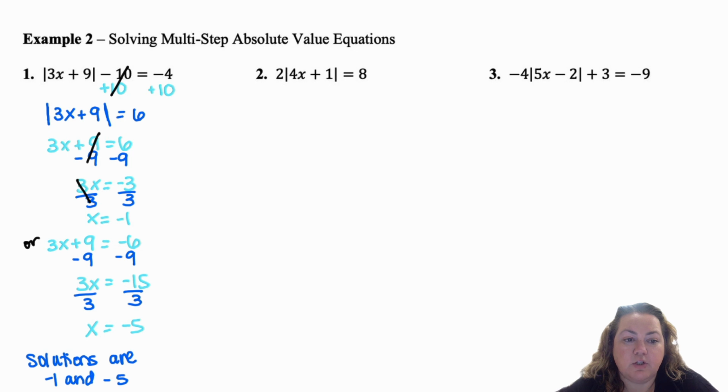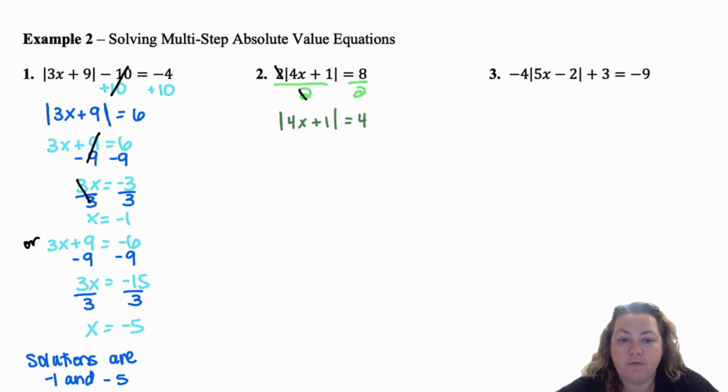And again, we want to check these. And when we check them, they do work. All right. The next one, I have 2 times the absolute value of 4x plus 1 equals 8. I'm going to get rid of the 2 to get the absolute value by itself. The 2 is connected by multiplication, so I'm going to undo it with division. I'm going to get rid of that first before I split them up. So I want to have the absolute value isolated before I split it up into two separate equations.